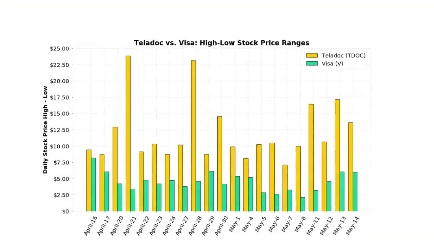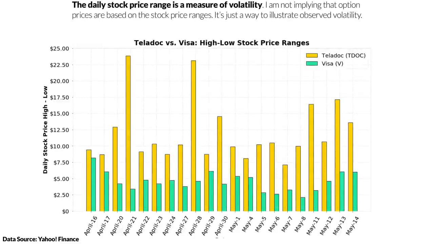As we can see in this visualization, the high to low range in Teladoc shares has been significantly higher on every single trading day as compared to Visa shares. For example, on May 14th, the high to low stock price range in Visa, meaning the highest price of the shares subtracting the lowest price of the shares on that trading day, was somewhere around $6. So Visa shares traded in a $6 range on May 14th.